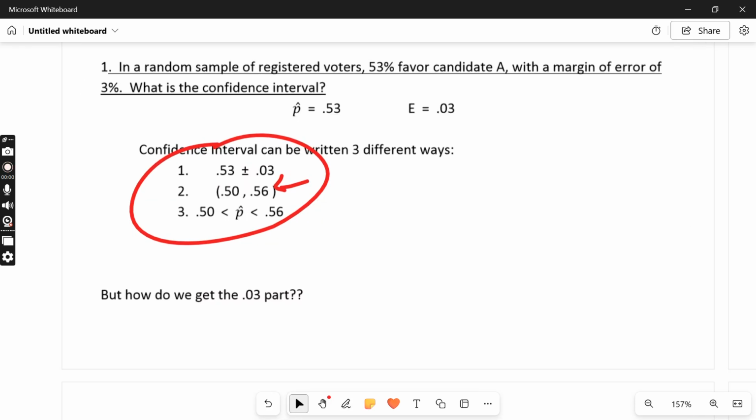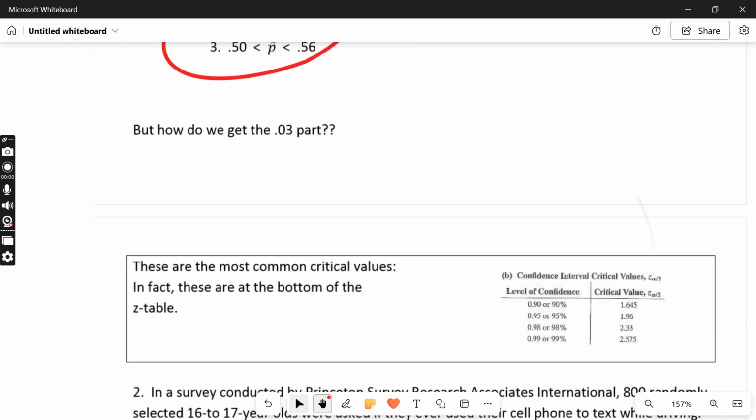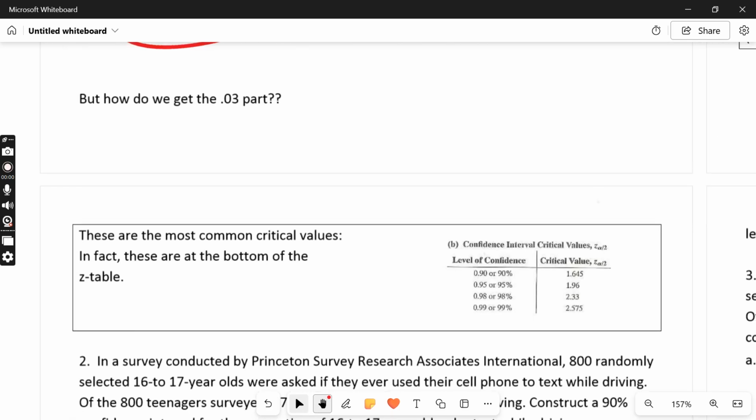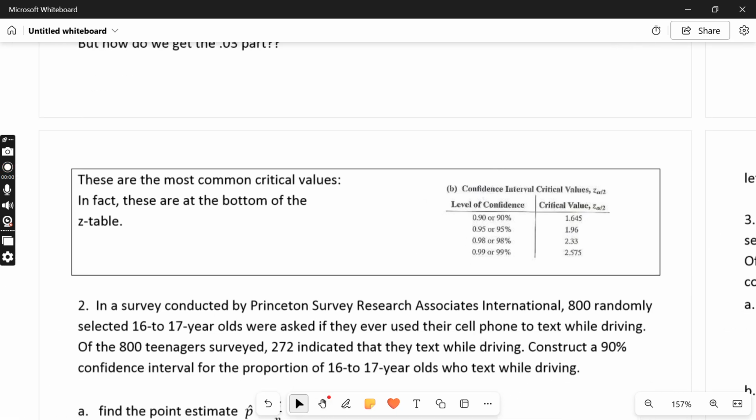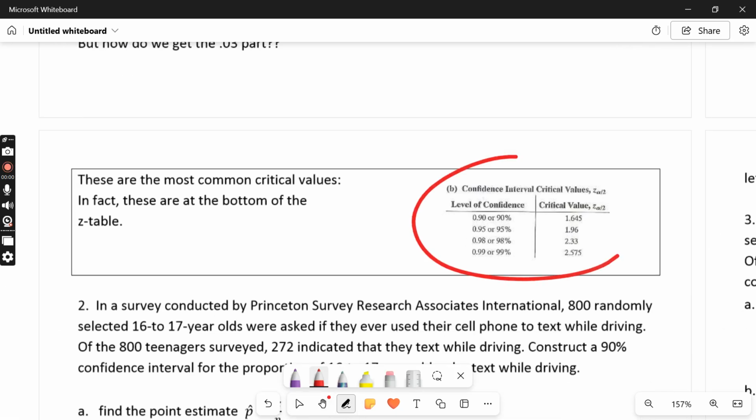Okay, but how do we get that 0.03? How do we find that error? It says these are the most common critical values. In fact, they're at the bottom of your Z table. So even on your MyMathHub when you're doing your assignments, they'll be there. You have this little table here that tells you your critical values based on what confidence interval you're looking at.